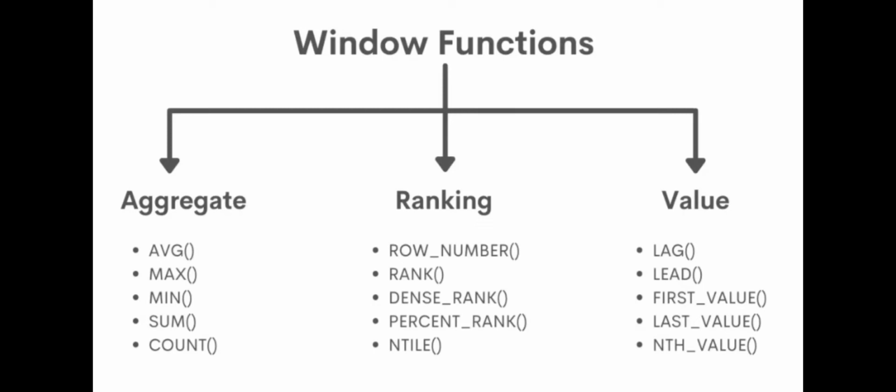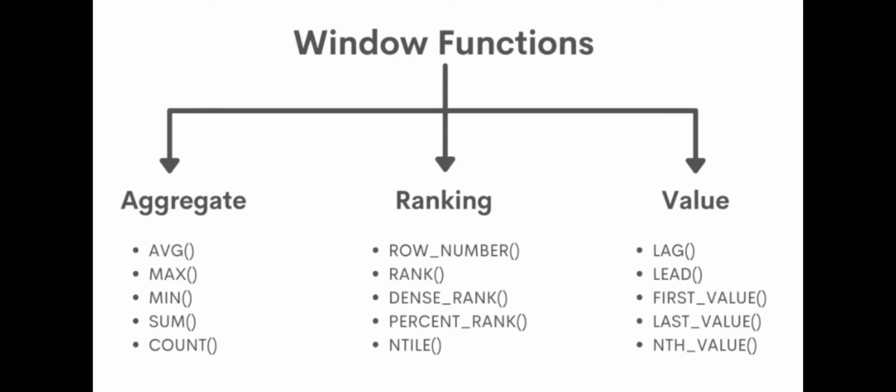So if you want to calculate the average value, we are going to use average of that particular column. Max: if you want to calculate the max value, we are going to use the max function. If you want to calculate the minimum value from that particular column, we are going to use minimum. If you want to calculate a cumulative sum, we are going to use sum. If you want to calculate the number of records in that particular column or particular object, we are going to use count.